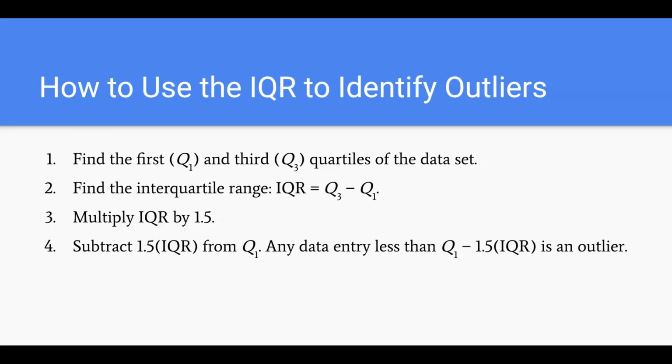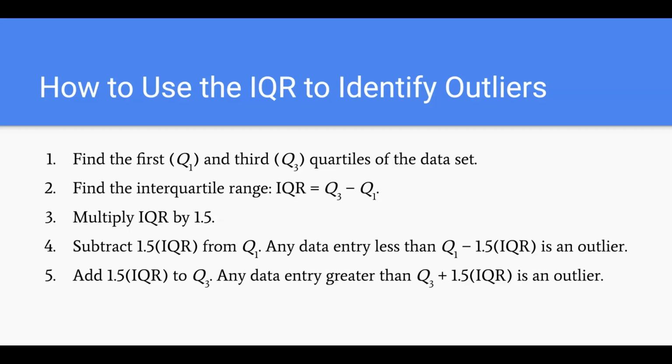It's just too small. How about the upper fence? You will add that 1.5 times IQR number to Q3, and that gives you something called an upper fence. Anything bigger than the upper fence is an outlier.